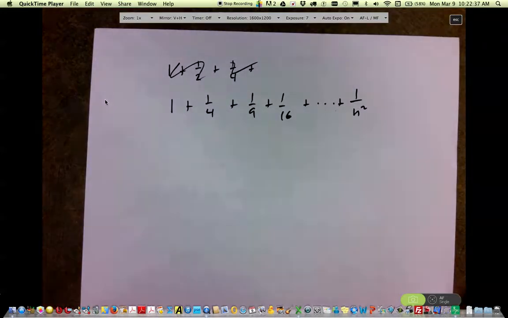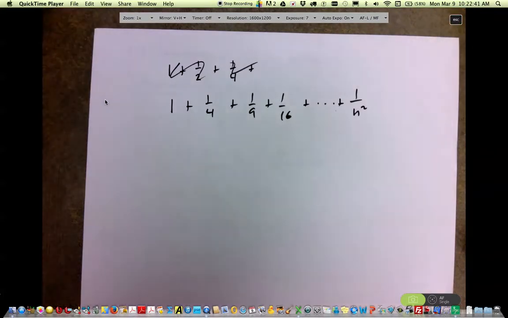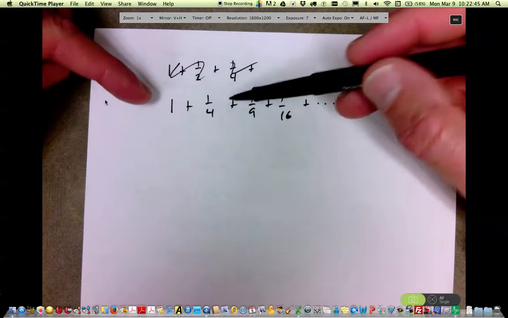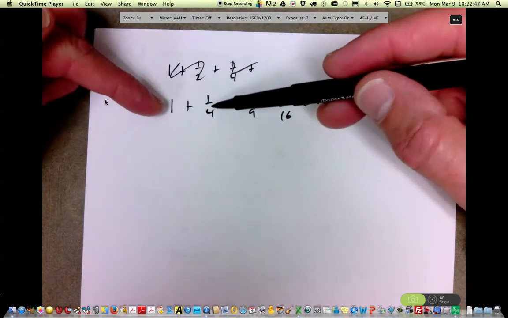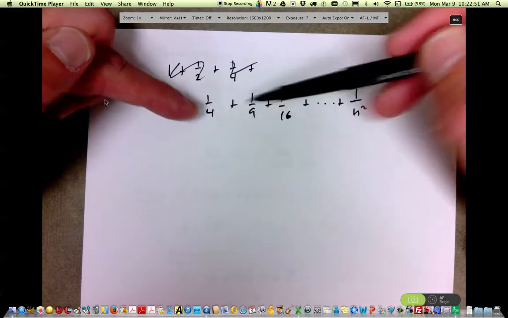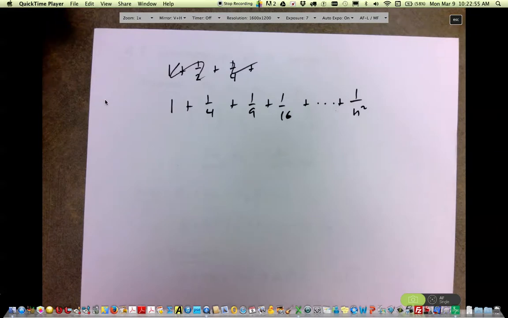Converge or diverge? All right, so I guess we could look at this and say, is it geometric? And the answer is no. If you look at these first two terms, the common ratio would have to be a fourth, but if the common ratio was 1/4, this next term would be 1/16 instead of 1/9. All right, so it's not geometric.